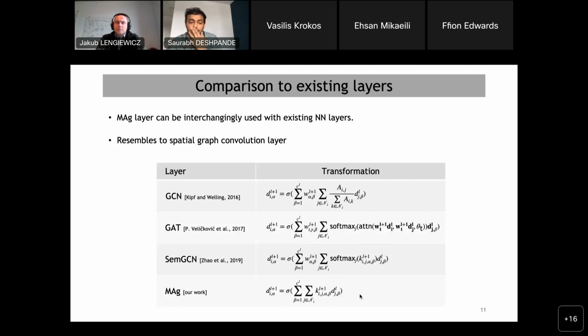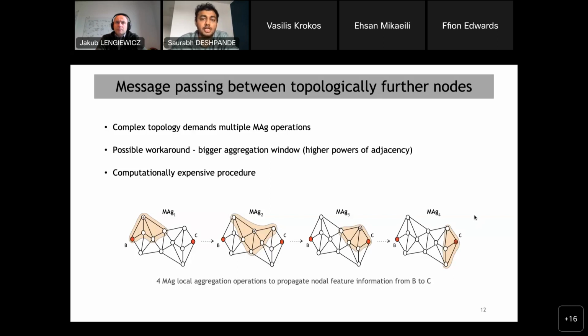So to conclude, MAG has a very efficient and very effective message passing scheme. And also it can be used interchangeably with all the existing neural network layers, including graph convolution, dense, or convolution, whichever you name. So now look at this simple mesh. Let's say you want to pass on the nodal information, feature information, from point B to C. This can be relevant because let's say you are applying a force on this node and you want to know how it affects the node C.